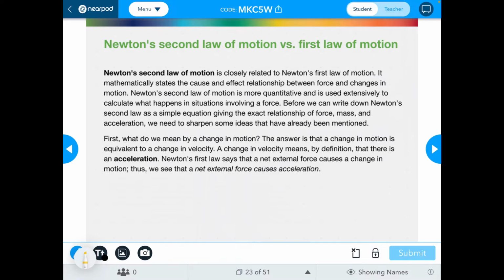I mentioned before that Newton's first law talks about the cause of a change in motion being a force. So force is causing a change in motion. Change in motion is the same thing as change in velocity. Change in velocity is the same thing as acceleration. So a force causes acceleration. Just a refresher of what acceleration is: a change in velocity means that there is an acceleration. So Newton's first law says that a net external force causes acceleration.